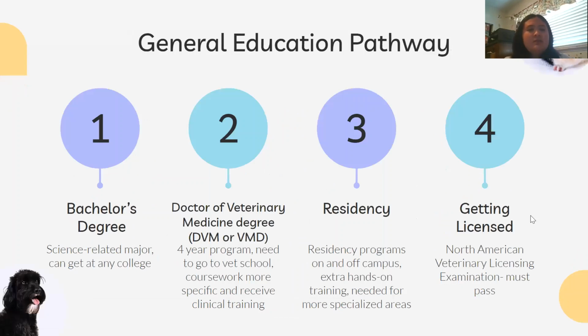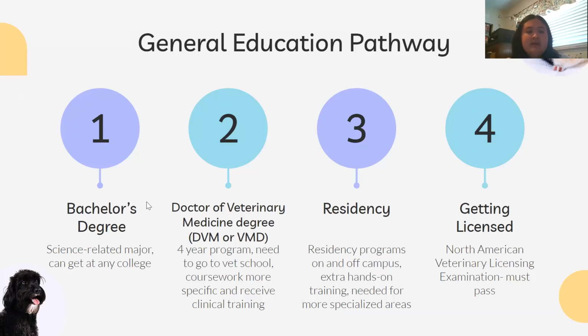So this is the general education pathway. It starts off with a bachelor's degree. Any career starts off with your general education and then your bachelor's degree. Any science-related major is not really too picky. Veterinary colleges aren't really too picky. And you can get this at any college, whether it be community or a UC or a private or a CSU.